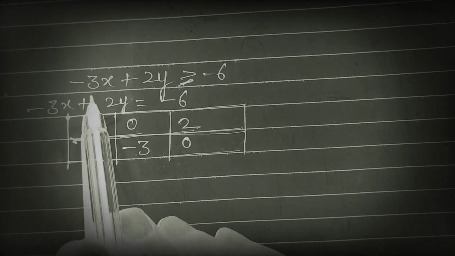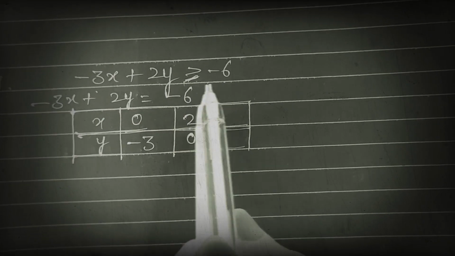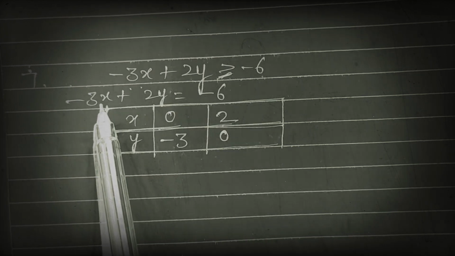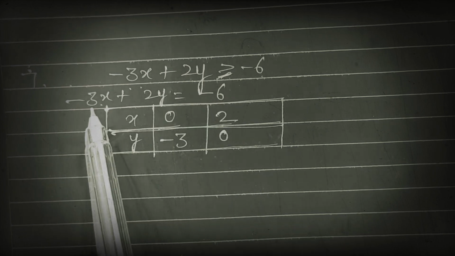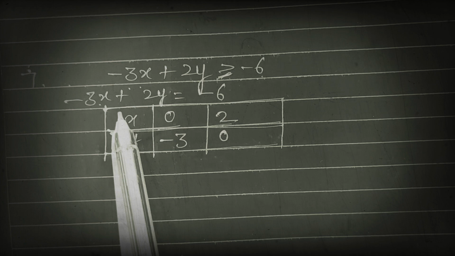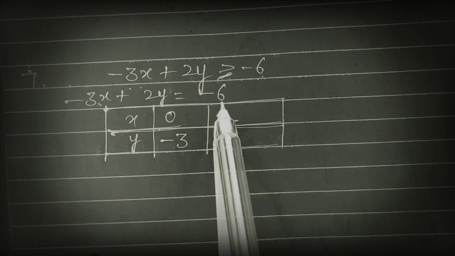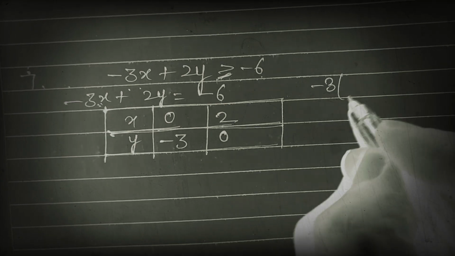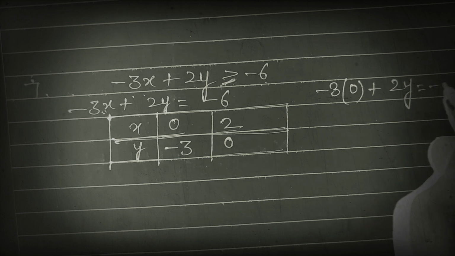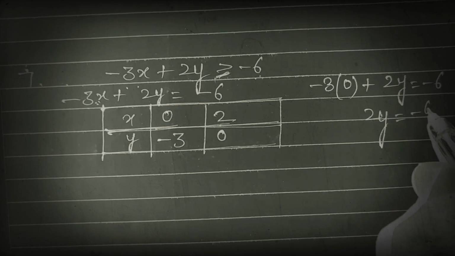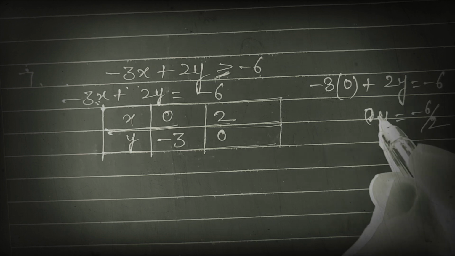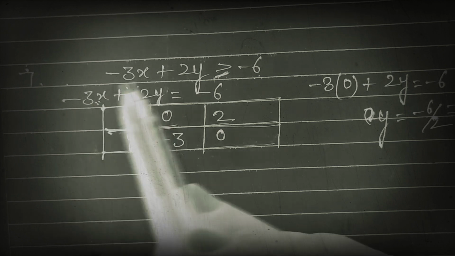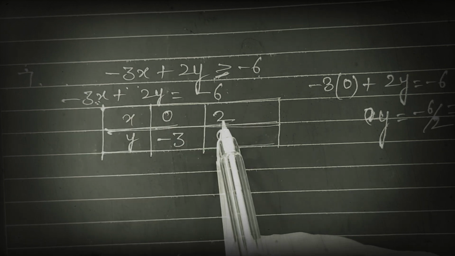Now come to this. Minus 3x plus 2y is greater than or equal to minus 6. This is the 7th question. Firstly we will draw the graph of the line minus 3x plus 2y is equal to minus 6. If x is 0, y will be minus 3. If y is 0, put x equal to 0 here: minus 3 into 0 plus 2y is equal to minus 6. So 2y is equal to minus 6, y is equal to minus 6 upon 2, it is minus 3. If y is 0, minus 3x is equal to minus 6, then we will get x is equal to 2.